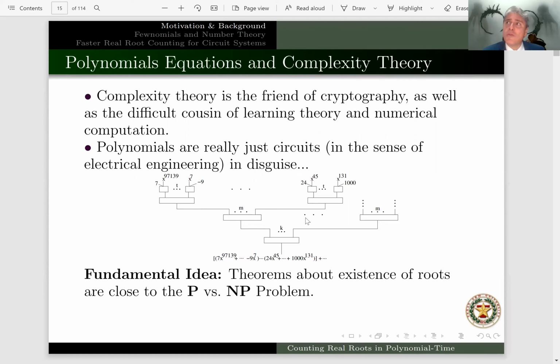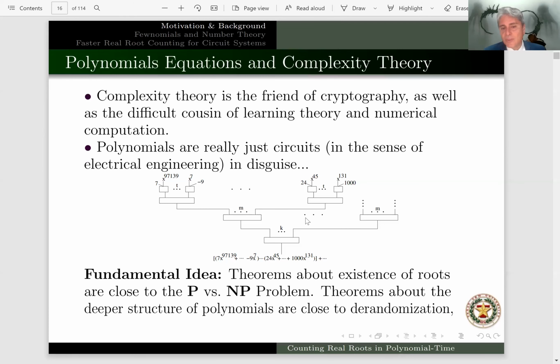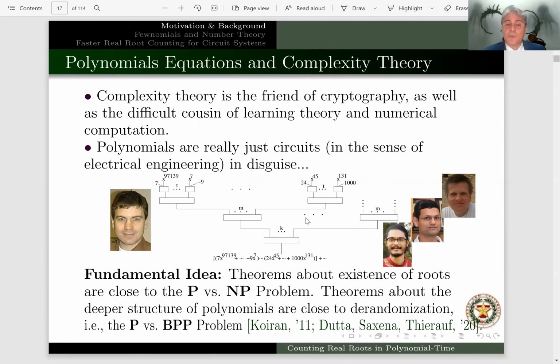So an interesting idea, which has grown over the past couple of decades, is that theorems on the existence of roots over some field actually get you close to the P versus NP problem. We could talk more about this, but that's perhaps a subject for another talk, but I just want to point this out. Also, theorems about the deeper structure of polynomials, maybe how the monomial terms appear and so forth, are closer to the issue of derandomization. In other words, the P versus BPP problem.